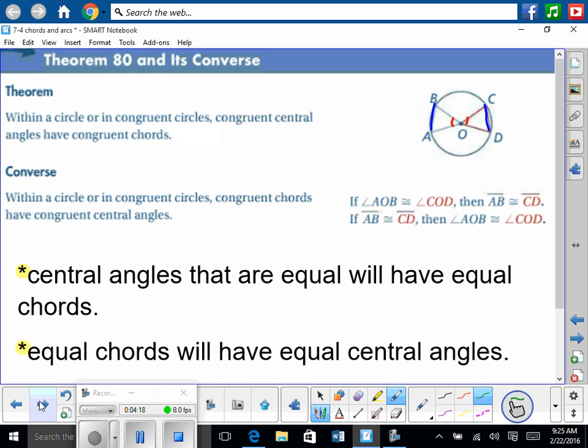All right, so if you have two central angles that are equal, then their chords will be equal. Does everybody see that? Yes or no? So with that being said, the converse says if you have two equal chords, then their central angles will be equal. They go back and forth. So if you're given one, you know the other. Does that make sense, everybody? So that's your next theorem. You have that on your sheet.